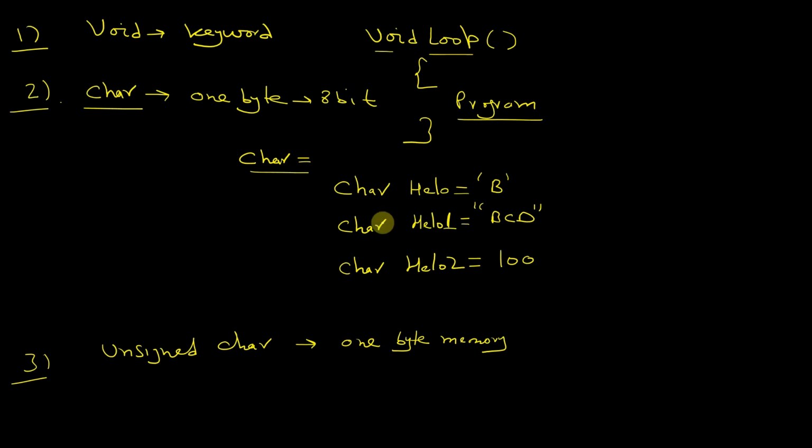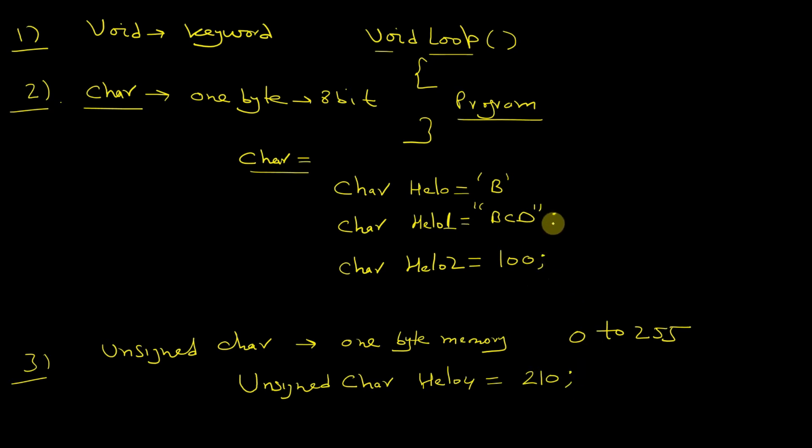Unsigned means sign is not given. So the unsigned char data type encodes numbers from 0 to 255. So here let us say I am defining it: unsigned char, with a capital C in char, then the name of this unsigned character, let us say hello4, and that will be equal to, let us say, 210. So you have initialized the value, then you put a semicolon, which signifies the end of that statement.